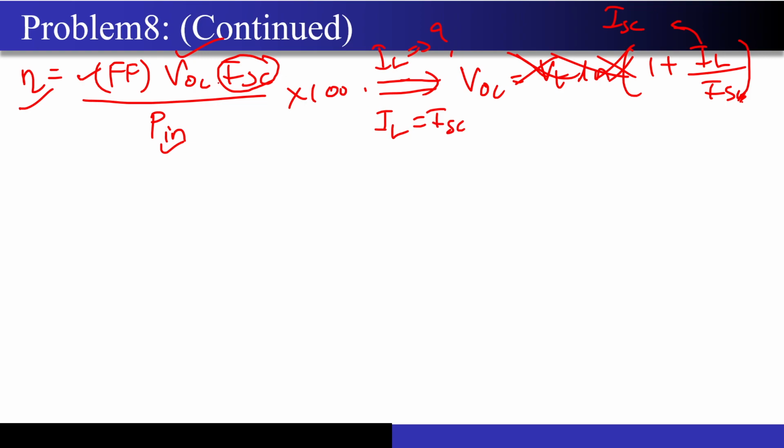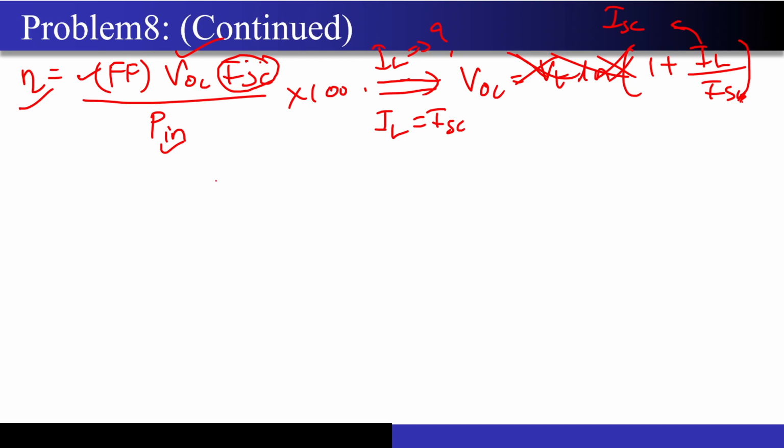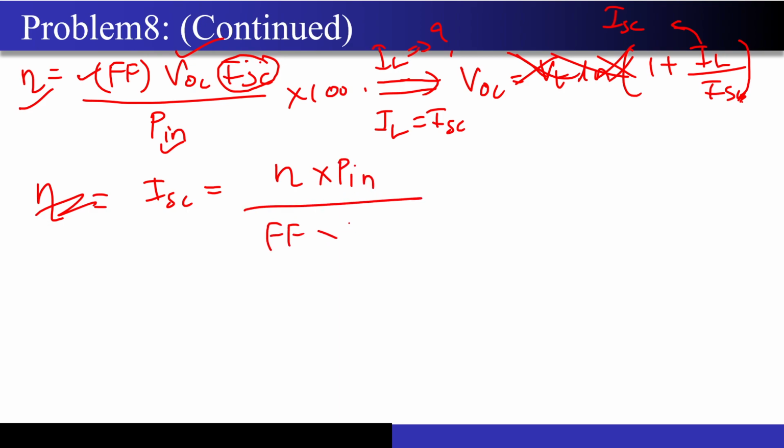So the moment I find the value of ISC, I know the value of IL, and the moment I know the value of IL, I can easily find the value of GL. That's how the question will proceed. Now this eta, the fill factor has been given to me. Maybe I should write ISC on the left hand side and take everything on the right hand side. This will be eta into P in divided by the fill factor into VOC into 100, right?